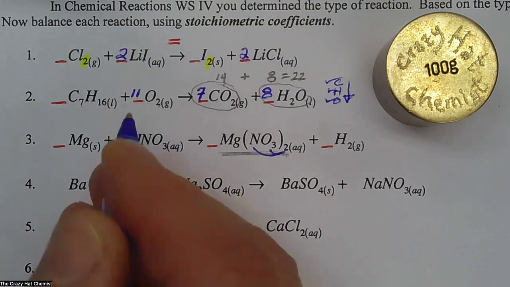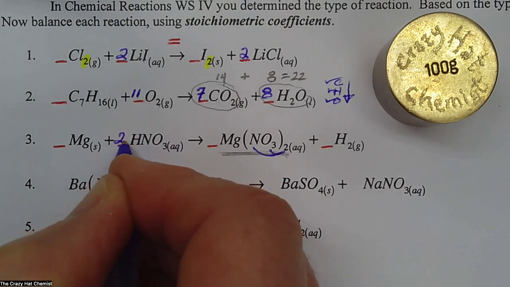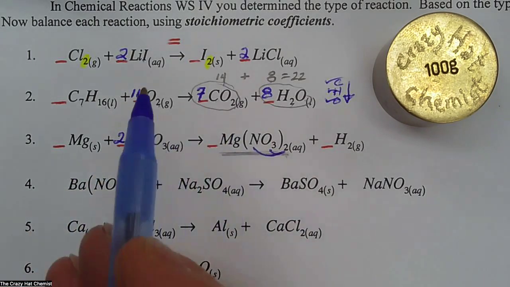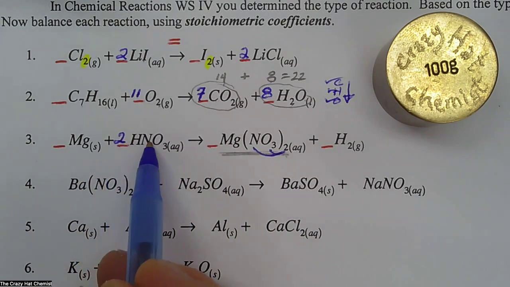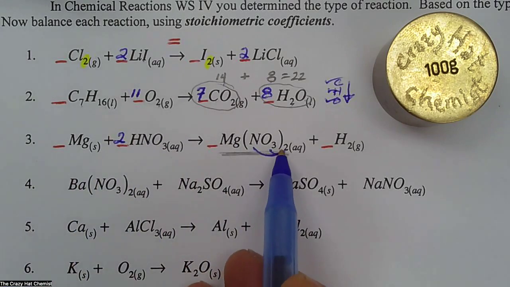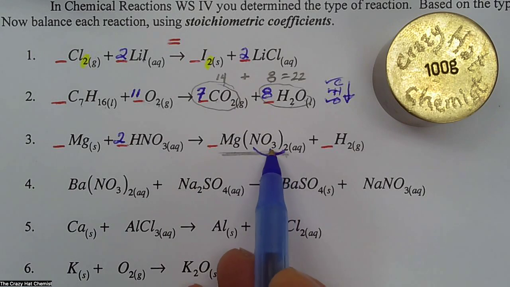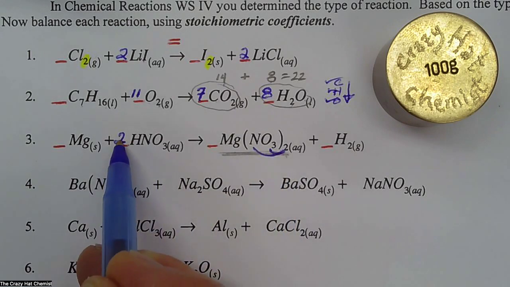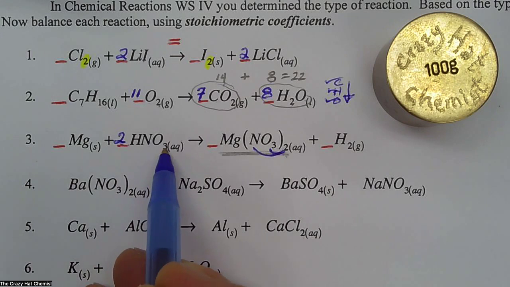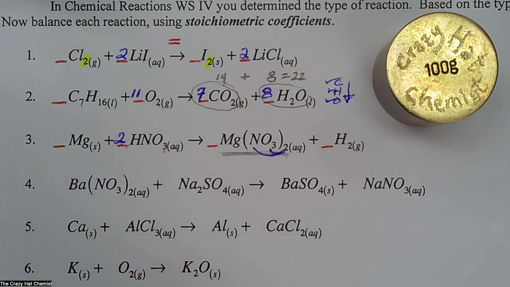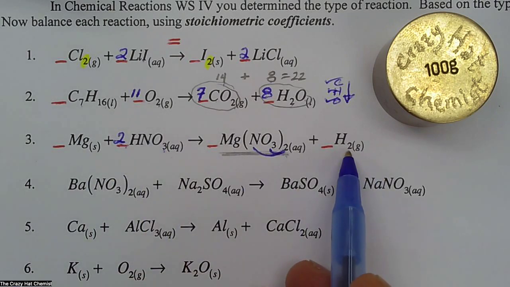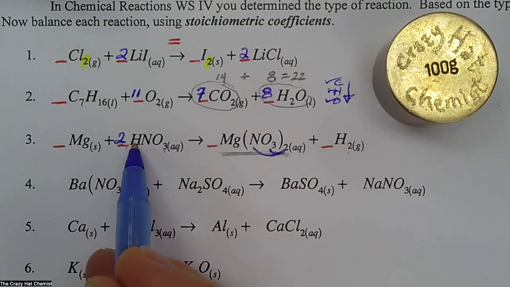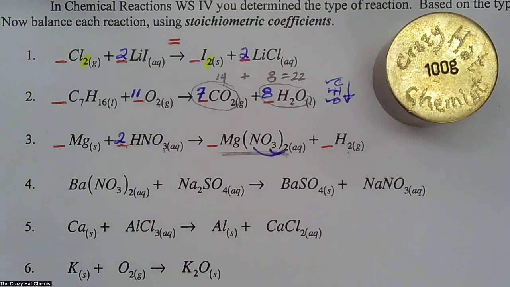There's 1 nitrogen. So I'm going to place a 2 right here in front of the nitric acid. That'll be 2 nitrogens. Then the next element, there are 6 oxygens. That's 2 times 3, 6 oxygens. So the oxygens are balanced. There are 2 hydrogens. There are 2 times 1, that's 2 hydrogens. Checked. That one's balanced as well. Fantastic. All right, let's go for the next problem.